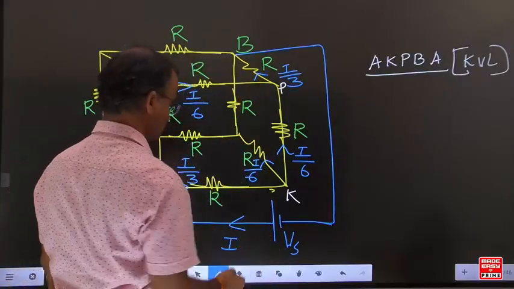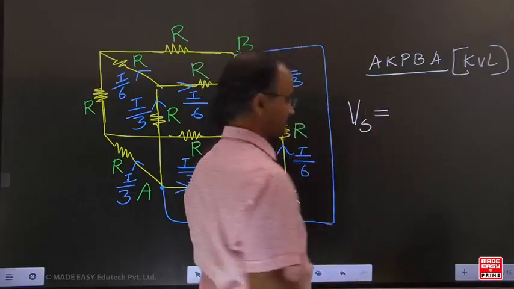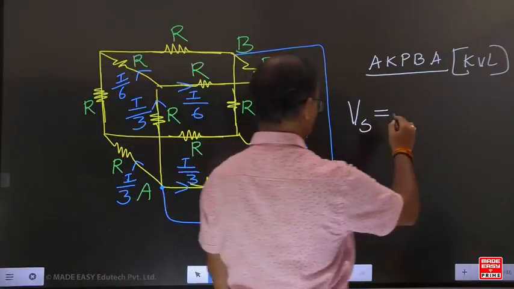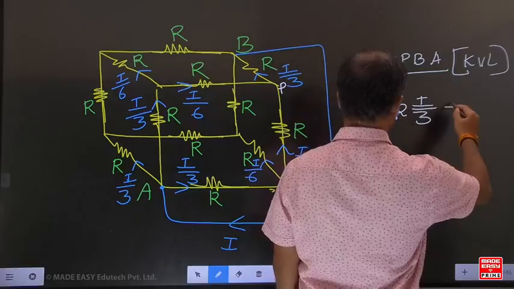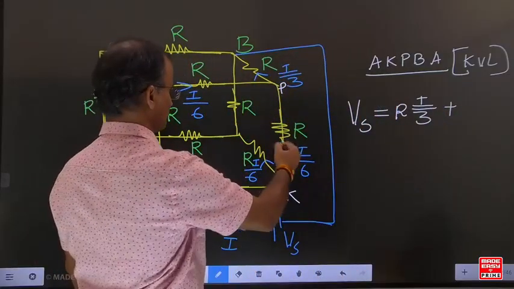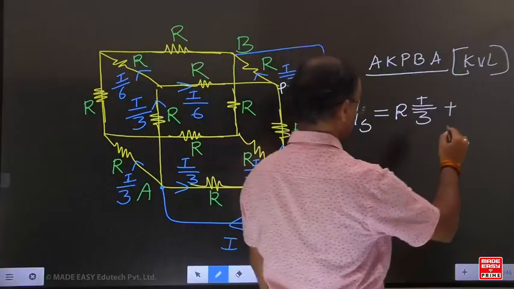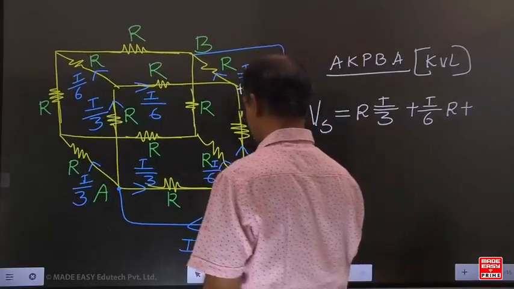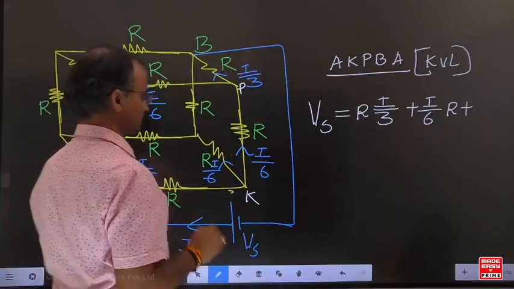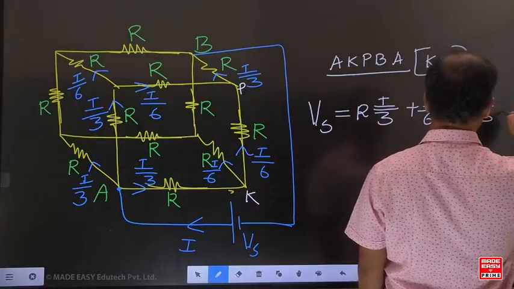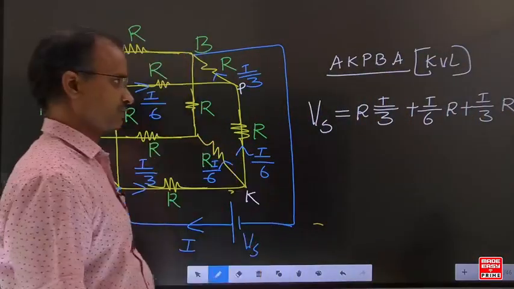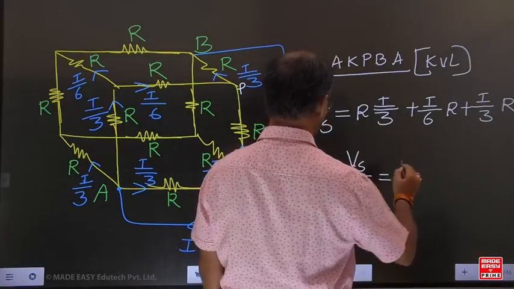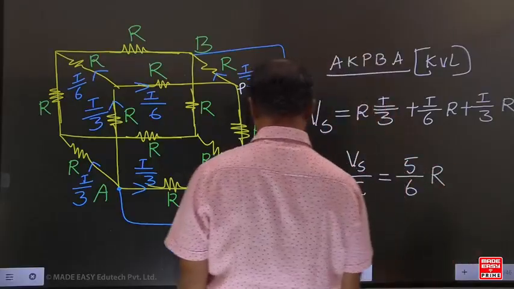Look, in this entire portion, the source voltage is Vs. Now from A to K, the current is I by 3 and the resistance is R. From K to P, the current is I by 6 and the resistance is R. Similarly, from P to B, the current is I by 3 and the resistance is R. For this entire portion, if you write the KVL equation and simplify, you can write V by I equal to 5 by 6 R.